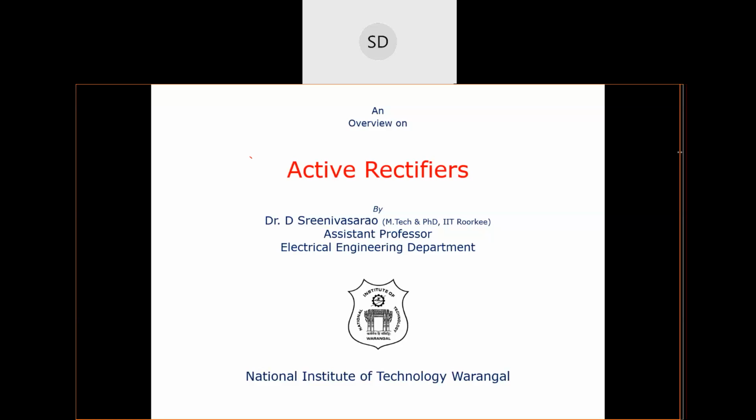So prior to that grid integration, these active rectifiers are also known as unity power factor converters, also known as improved power quality converters.